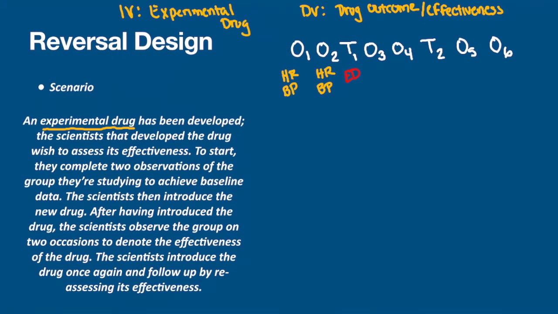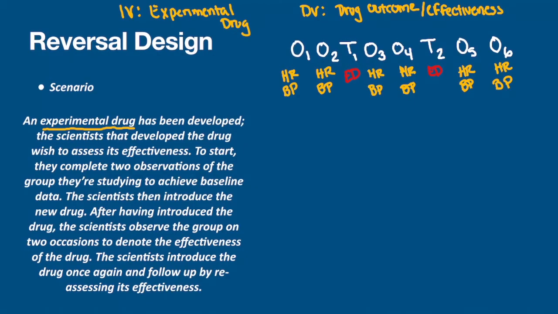And so now that we've given this experimental drug, the next thing that we can do is follow up again by assessing the heart rate and blood pressure. And we could do that for 2 more occasions here. Now we've come to the treatment again, and what we could do is administer that drug once again, our experimental drug, and follow it out by doing the exact same thing that we've done before. We could assess someone's heart rate and blood pressure for 2 more observations.